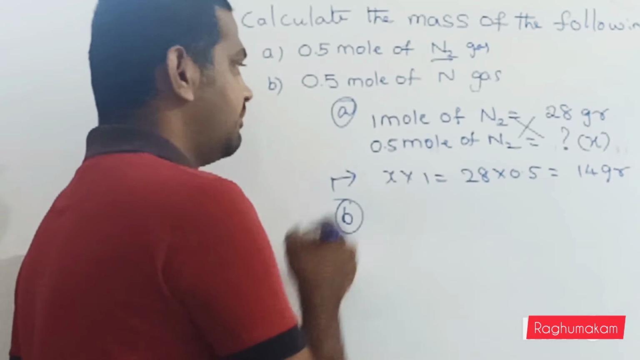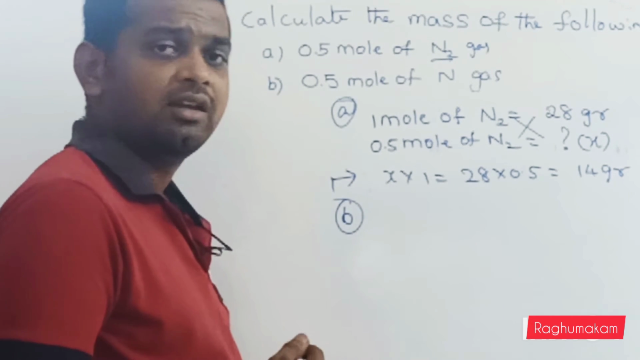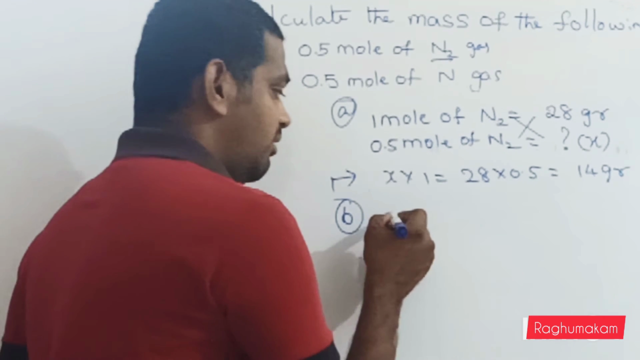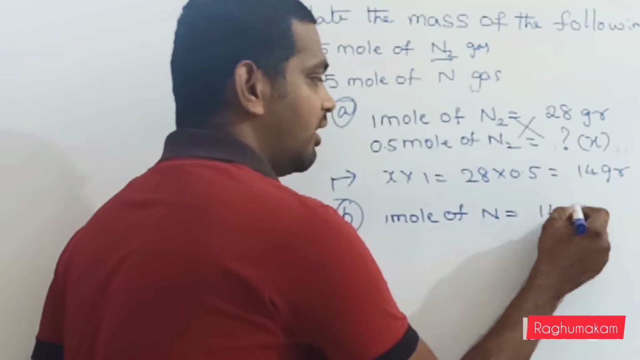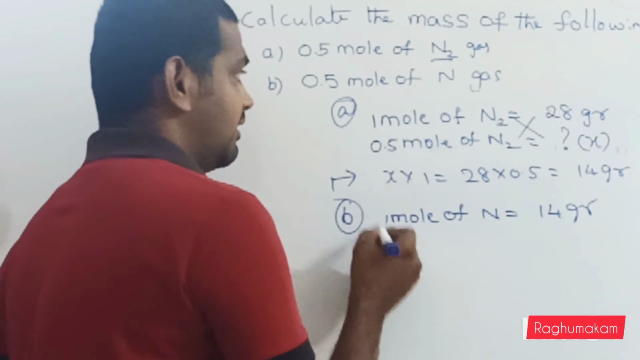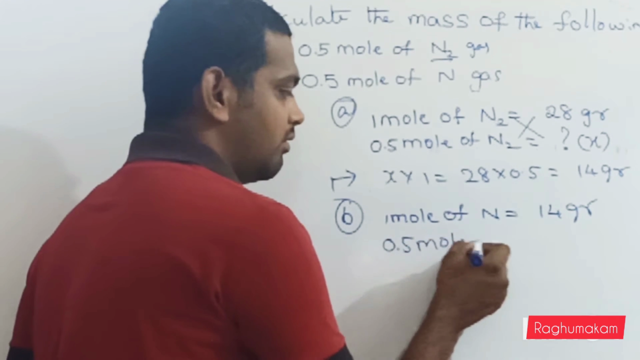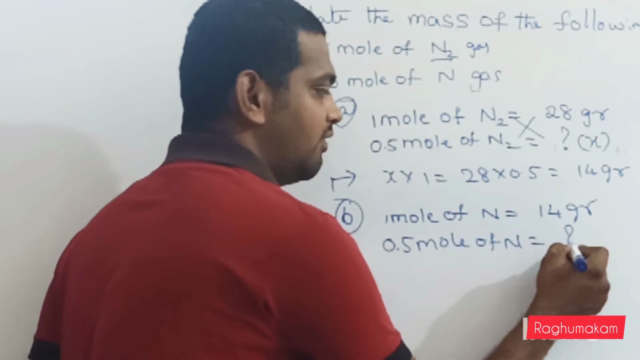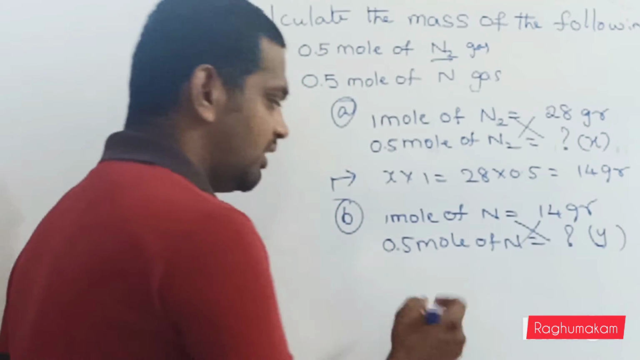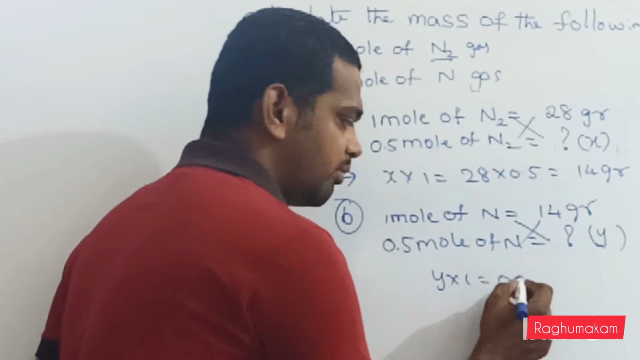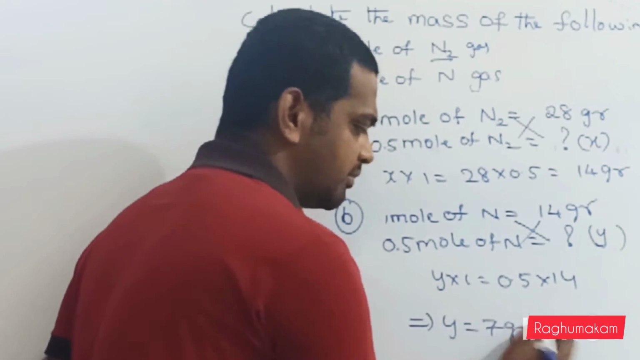Coming to the second question, 0.5 mole of N gas. Here atomic nitrogen is given, so 1 mole of atomic nitrogen consists of 14 grams. Next, in the question we are asked the weight of 0.5 mole of N gas, that is, how many grams. Let us consider this as Y. Next step, you should do cross multiplication. Then Y into 1 is equal to 0.5 into 14. Then what will you get? Y is equal to 7 grams.